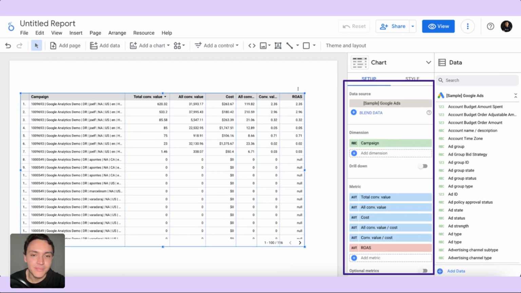And I will click on Apply. My new ROAS, with the name I wanted, is actually proving that it is the total conversion value that I need to use for calculating my conversions. So here is how you calculate the return on ad spend on Google Looker Studio.